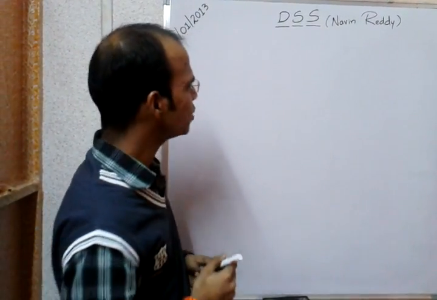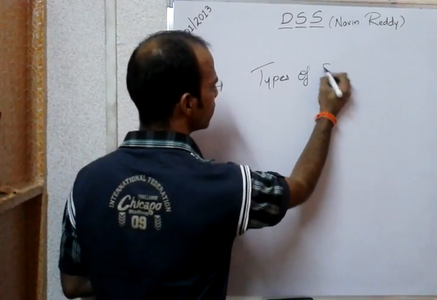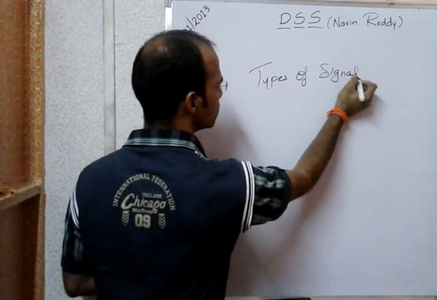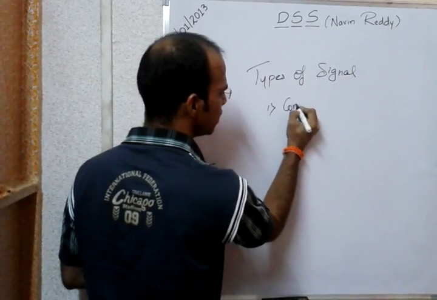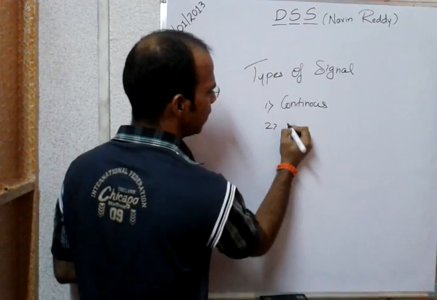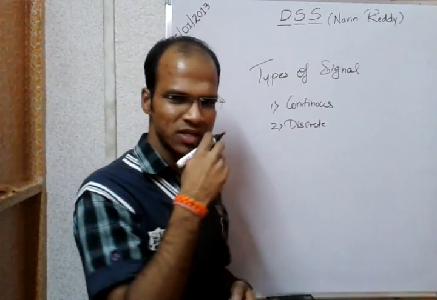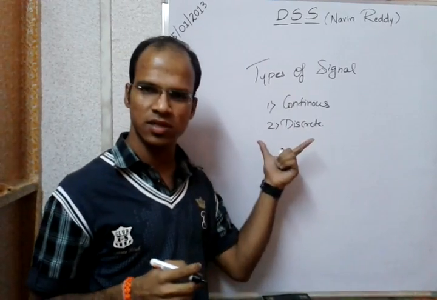Now, when you talk about types of signals, you have two types of signals. One type of signal is continuous. Second type of signal is discrete. Now it is very easy to understand these two terms. One is continuous, second is discrete.